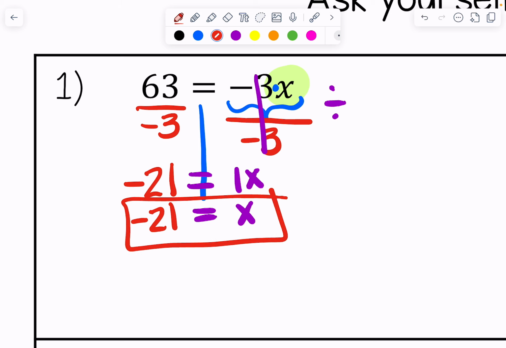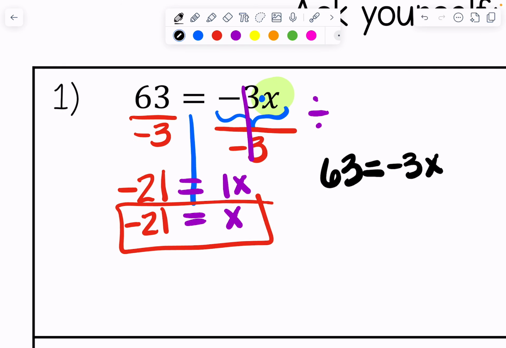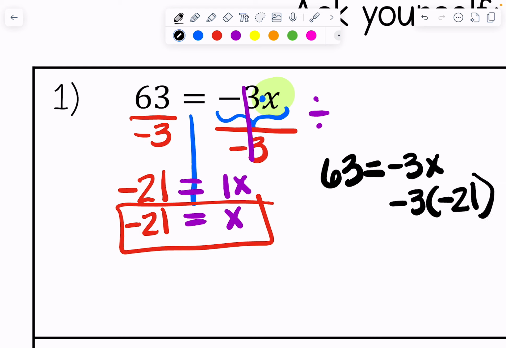And again, I should be able to plug my x value in and confirm. So my original equation was 63 is equal to negative 3x. So if I say x is equal to negative 21, negative 3 times negative 21, if I multiply those together, I get positive 63. So it checks out.